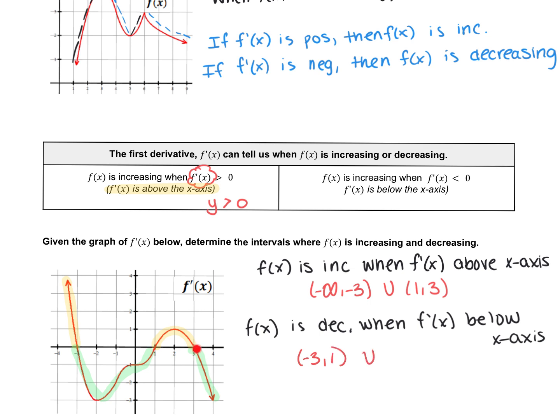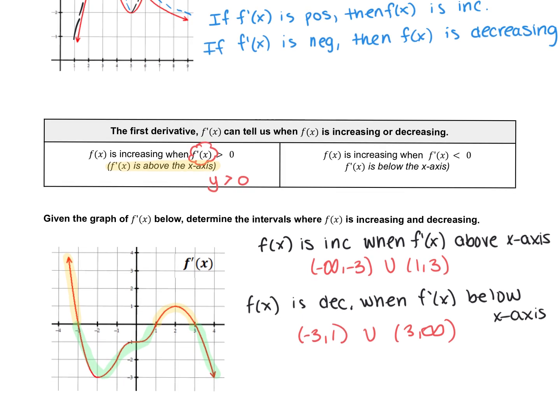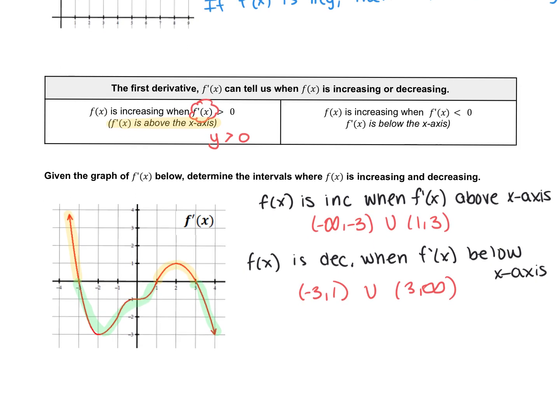And then from 3 on, so now I know it looks like I'm going down, but it's really 3 to the right. So it's 3 to positive infinity. And those would be our values when my function is increasing and decreasing.